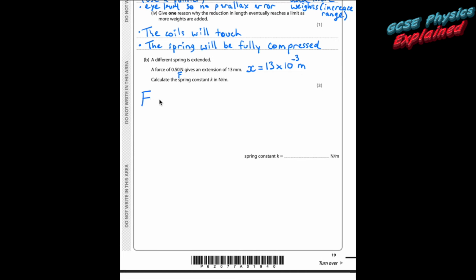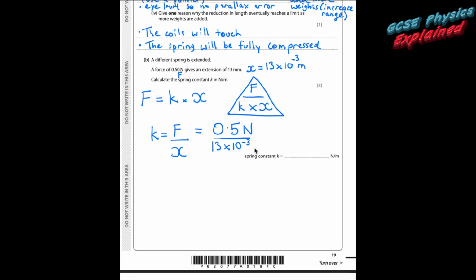So the equation you need is F equals K times X. If you were to pop that in a magic triangle, K times X would go on the bottom, so that would leave F on the top. We're looking for K, cover up K. To get K, you'd have to do force divided by extension. Pop the numbers in, and that equals 38.46. And I'll leave it to 2 decimal places because this number over here is to 2 decimal places.